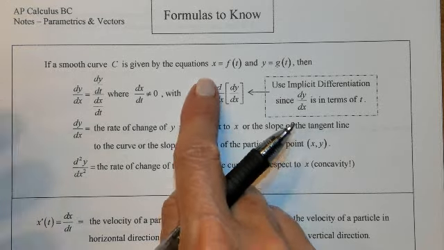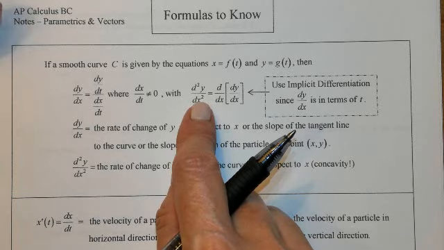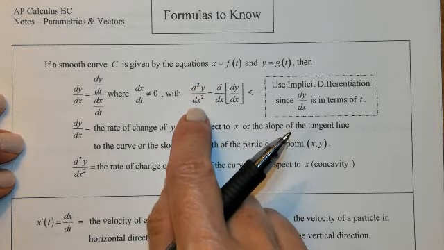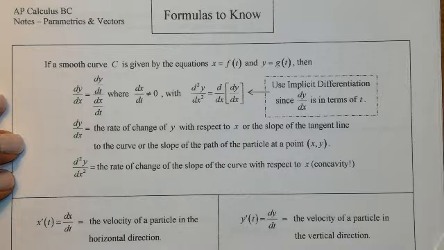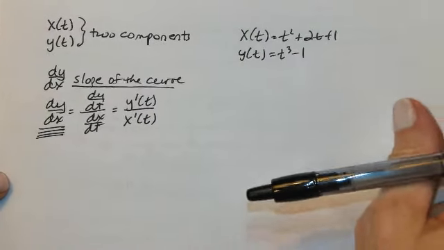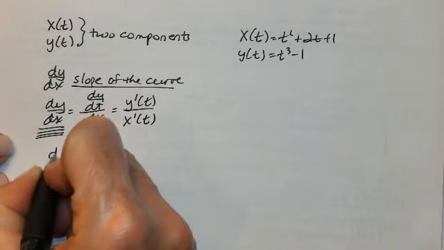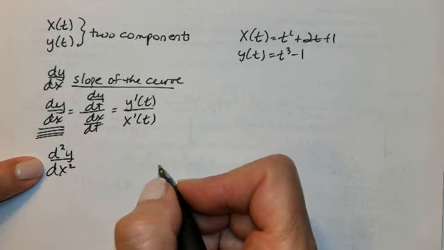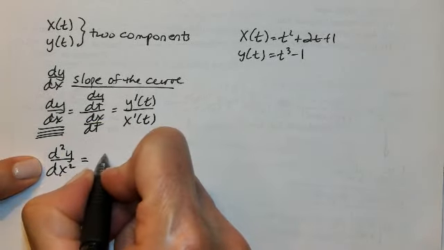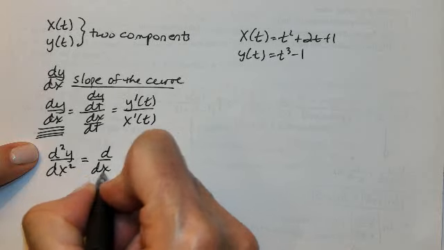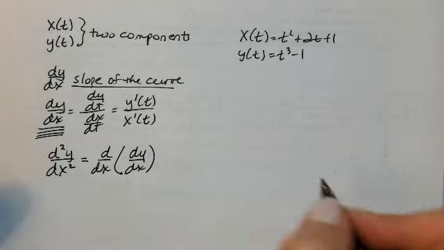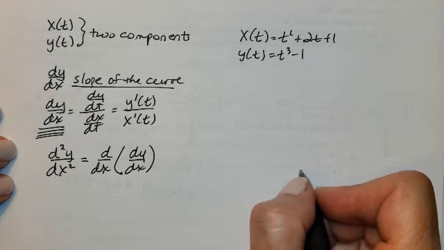All right, now, the second derivative. What if you were asked to find something about the concavity of the curve? Well, the concavity of the curve would be the second derivative of y with respect to x. This is where it gets complicated, and this is where kids tend to want to simplify things. If we are finding the second derivative of y with respect to x, we are taking the derivative with respect to x of dy dx, right? That's what the second derivative is.